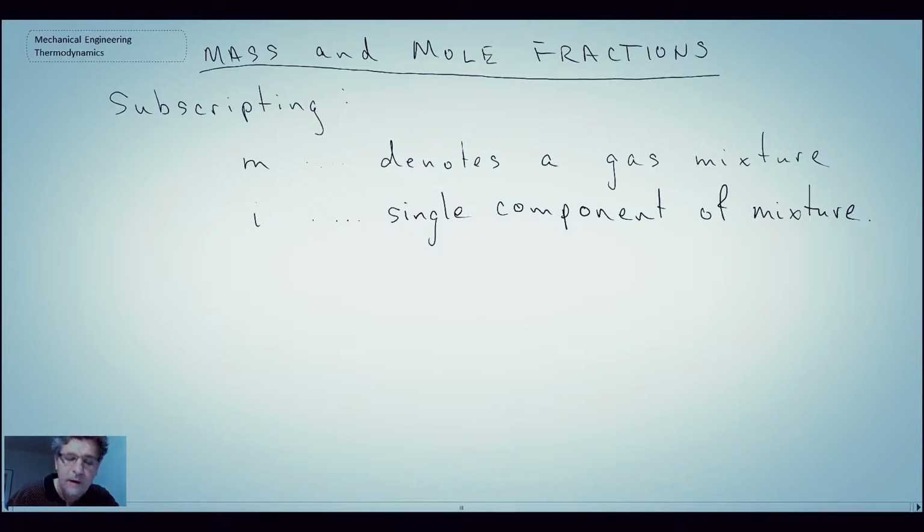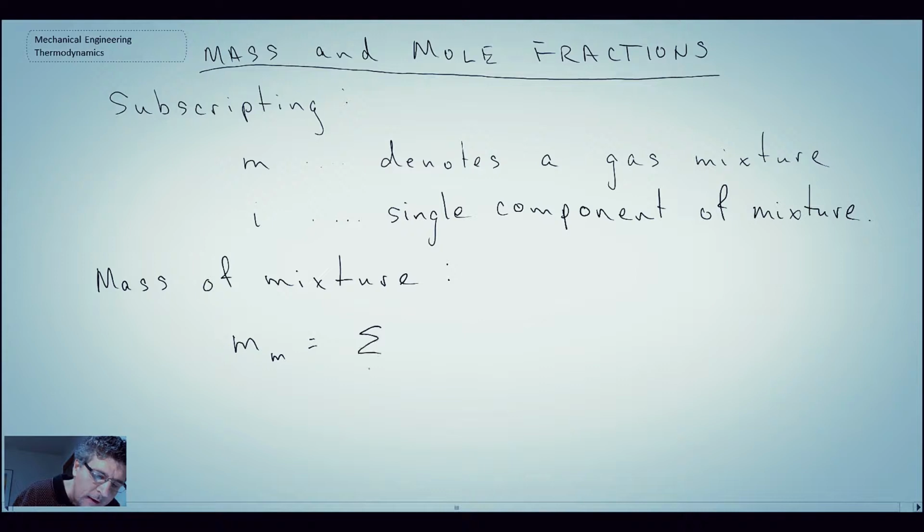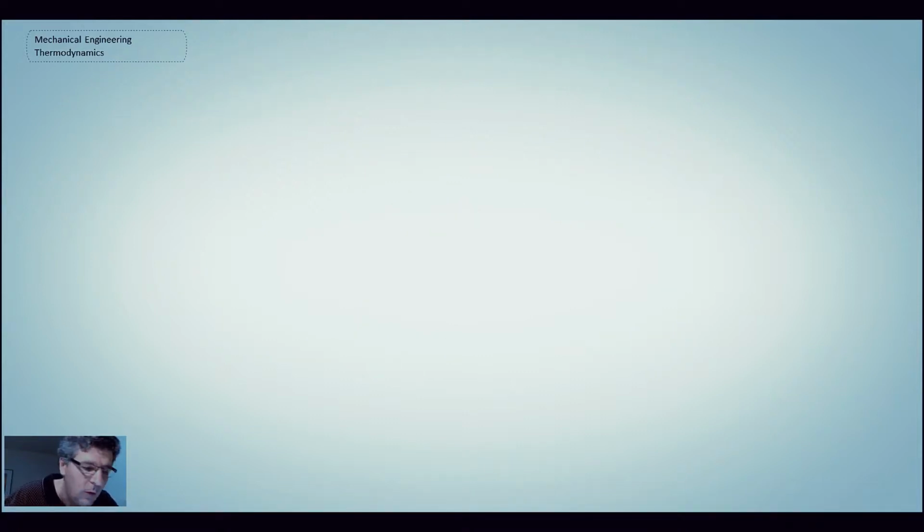So let's start with the simplest, and let's take a look at the mass of a mixture. And this one is somewhat obvious. We can say the mass of a mixture is equal to the summation of the mass of each individual component in that mixture. So that makes sense. You have a number of different components, you add up the individual masses, and that gives you the mass of the mixture. Now, we'll take a look at the way of quantifying the number of moles within a mixture.